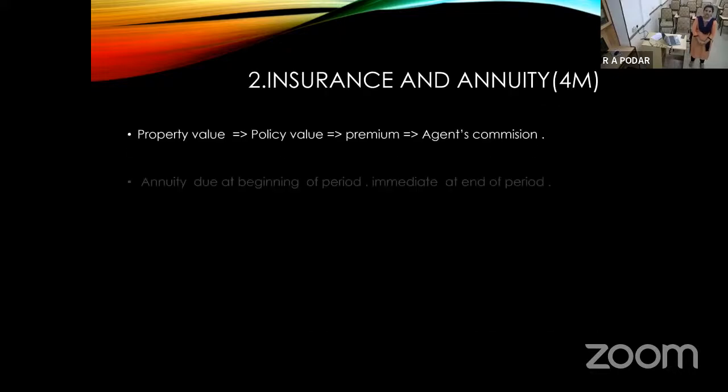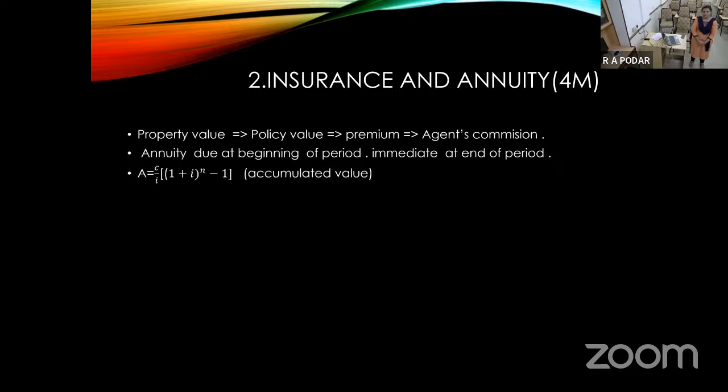Second topic, insurance and annuity. What is insurance? Again, it totally depends on our understanding. It is logical. It is based on our practical knowledge. Only one thing we have to note: the property value gives us the policy value, the policy value gives us the premium, and the premium gives the agent's commission. Insurance revolves around this. So we should find out the property value, the policy value, and the premium, and by that we will get the agent's commission.